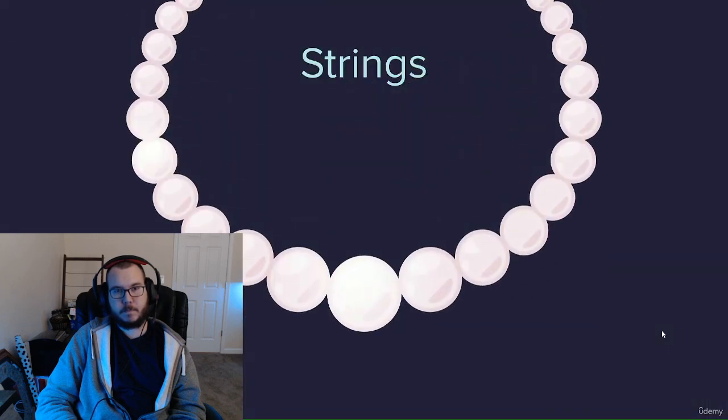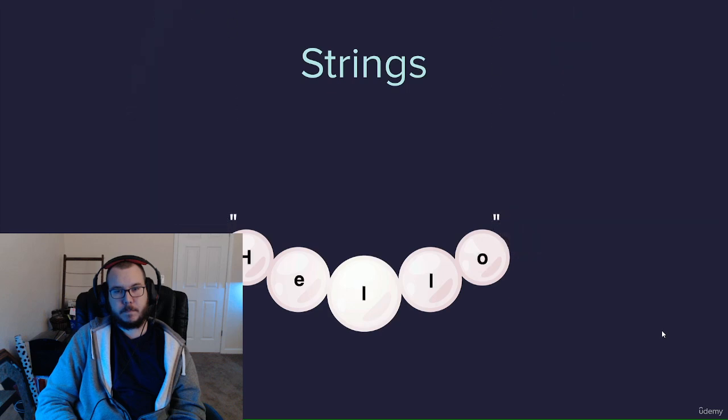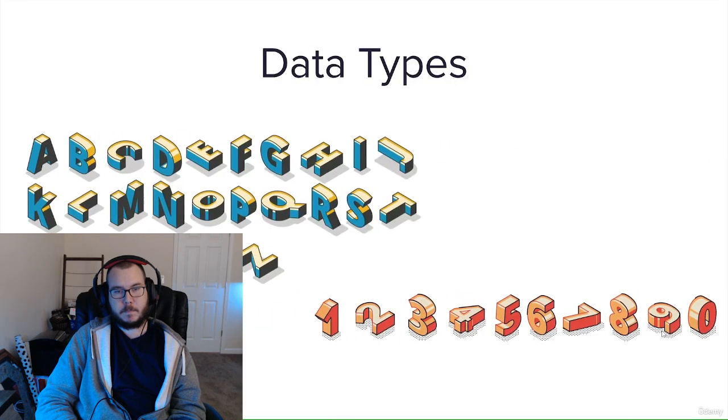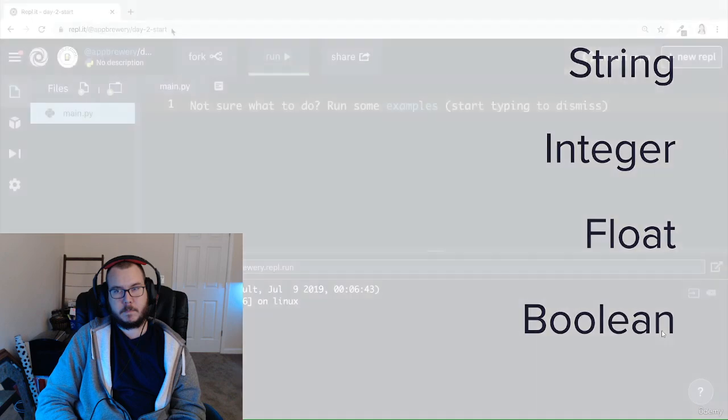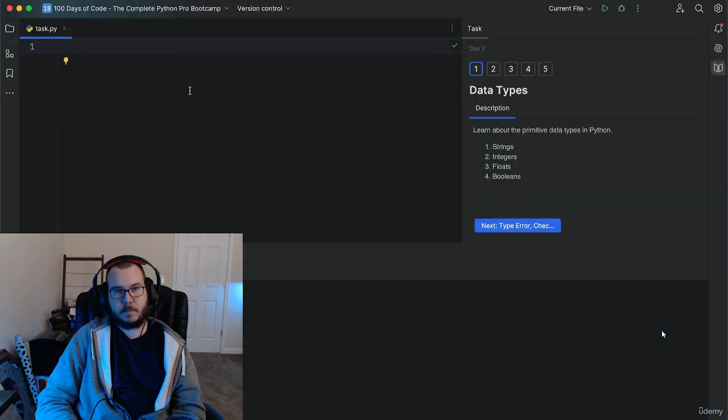Now, on day 1, we already explored this data type called strings. You're probably not going to be surprised to learn that there's a whole lot more other data types out there. And today, we're going to explore some of the most important and some of the most basic data types, such as strings, integers, floats, and booleans. And we'll explore each of these in detail. So let's take a look at some of the data types.